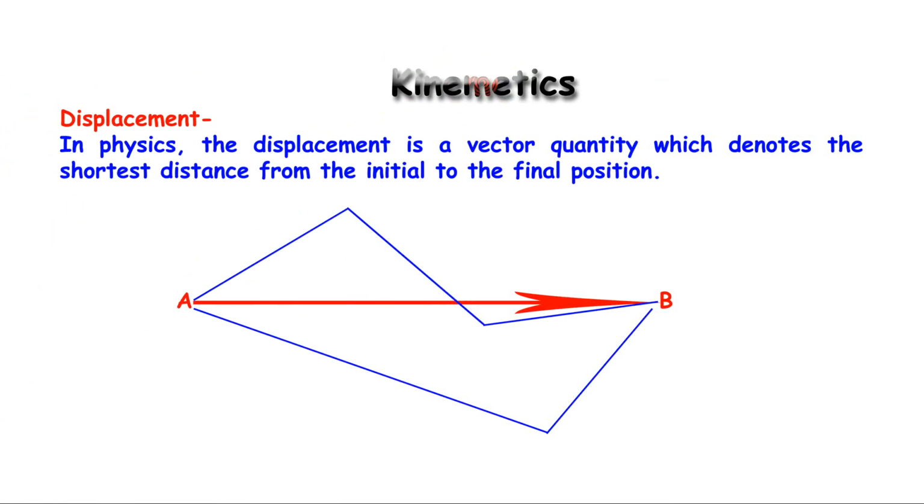But in kinematics, the displacement is the vector quantity which denotes the shortest distance from the initial to the final position of the object. The object may follow any pathways to move at B from A, but the linear pathway that joins A and B in a straight line is known as the displacement. And remember, in every case, the displacement between 2 points will always be same.